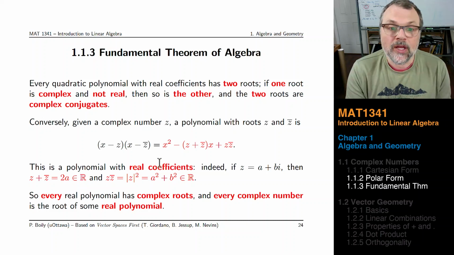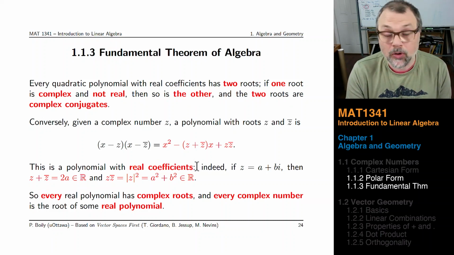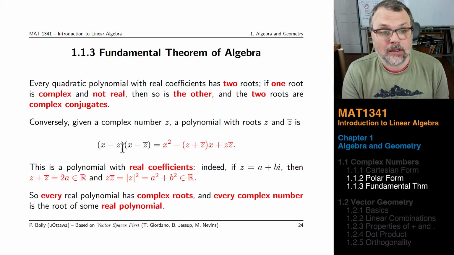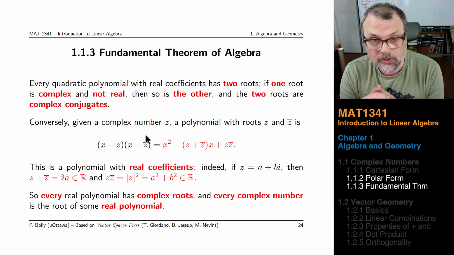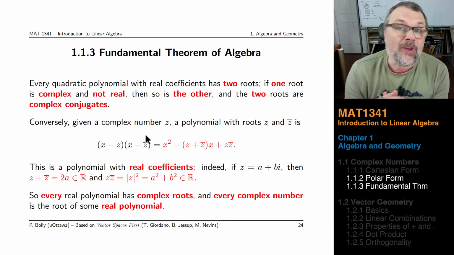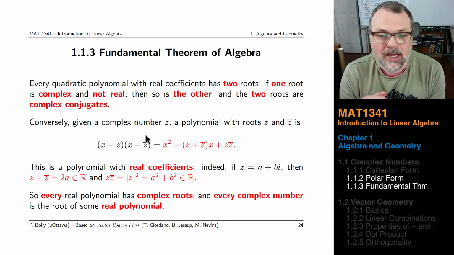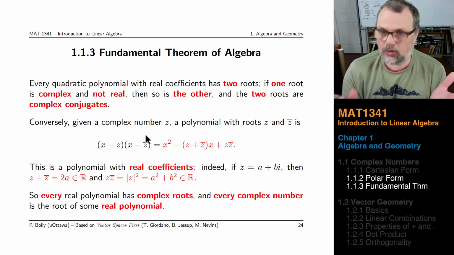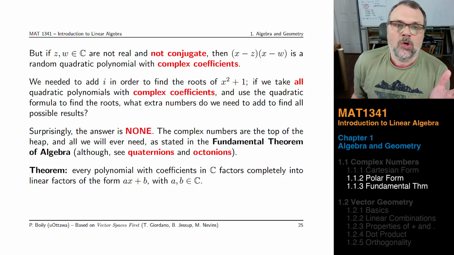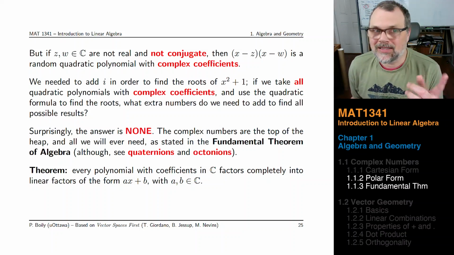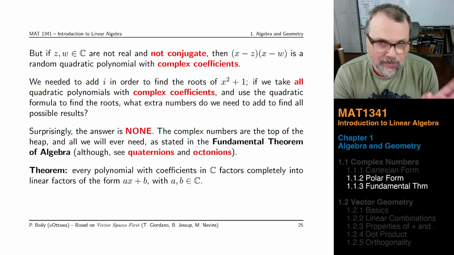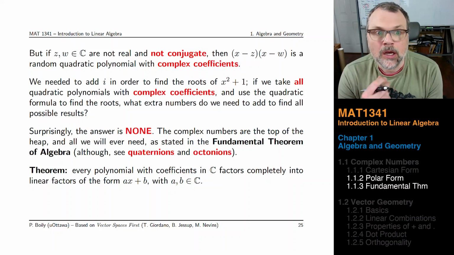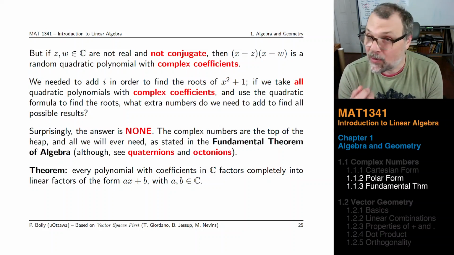So we have here a real polynomial of degree 2 that has a specific root z and its complex conjugate. Every real polynomial has complex roots, remembering that real numbers are complex numbers. And every complex number is the root of some polynomial. If z and w are complex numbers, but they're not conjugates of one another, the polynomial x minus z, x minus w will be a quadratic polynomial. It is going to have, however, complex coefficients.